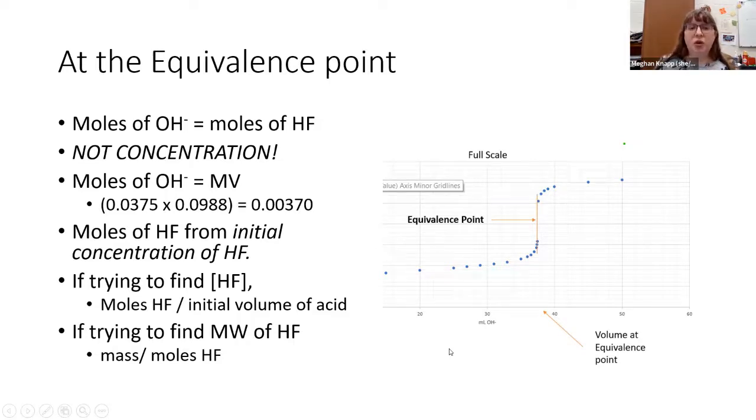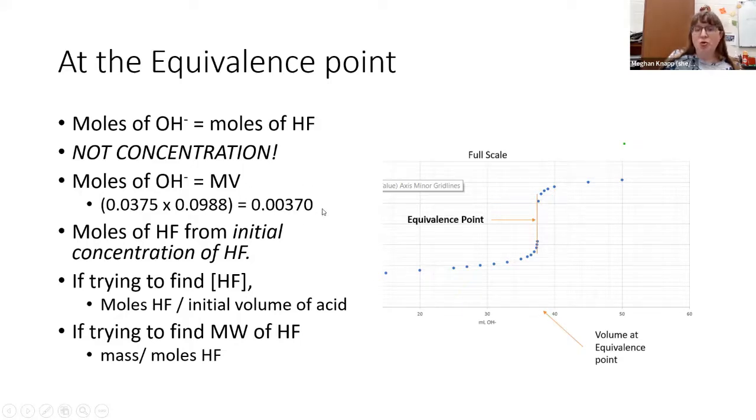So how do we find moles of OH? We use the molarity times the volume. So the molarity of the bottle, let's say it was 0.0988. Now, your molarity might be something slightly different. This one was 0.0988. Times the volume. So I have the volume as 0.0375 liters. So notice it's not 37 because on our graph, we're measuring milliliters. I need to convert that to liters. And so when I do that, liters times molarity, which is moles per liter, is going to give me moles.